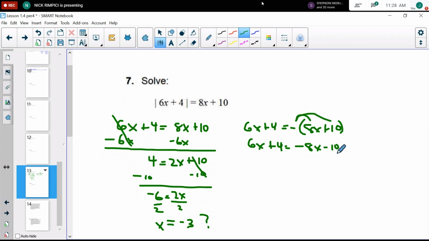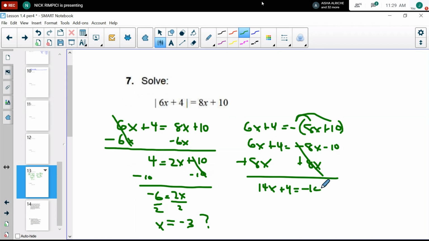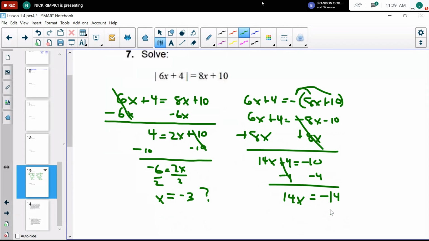Once you get here, now you have options. I'm going to elect to move the negative 8x, but that's not the only way to do it. There's like 5 ways, more than that even. I'm just deciding to do it this way. That would be 14x plus 4 equals negative 10. And based on the way that I did it, now I have no choice. I'm going to have to subtract 4 from each side. And 14x is going to equal negative 14, because negative 10 and negative 4 is negative 14.